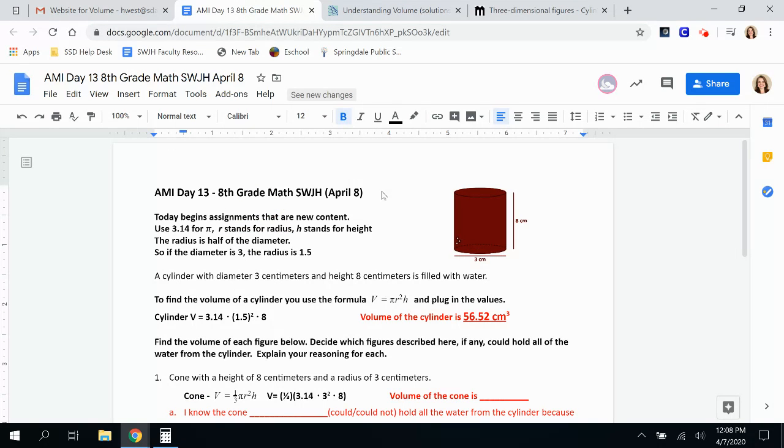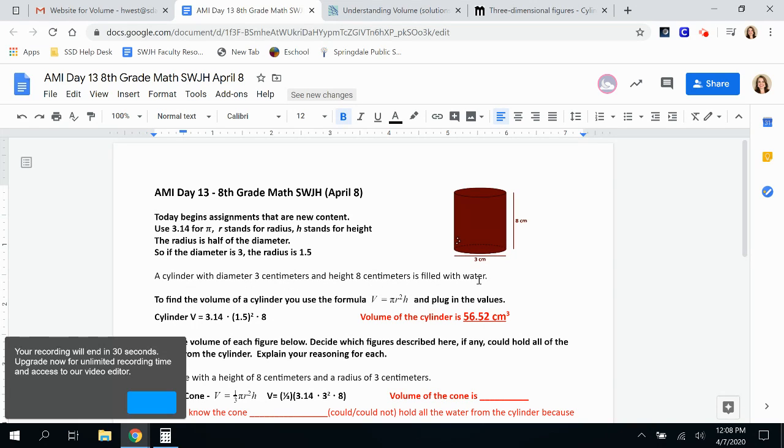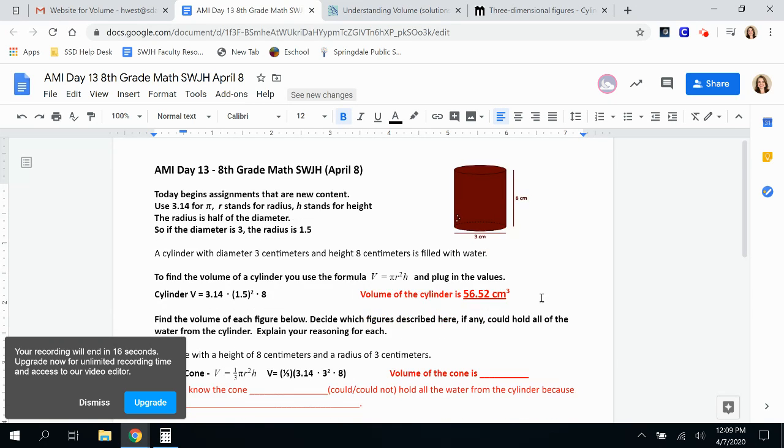So let's look back at our problem for today. Our problem is we have a cylinder, and it has a diameter of 3 centimeters and a height of 8 centimeters, and it's filled with water. We have a diameter, and the radius is half the diameter. So half of 3 is 1.5. That's why we have that here. And then we're multiplying by 8, the height, and get 56.52.